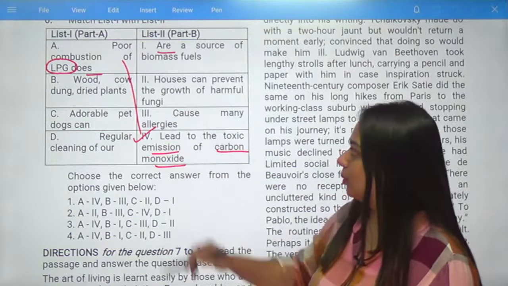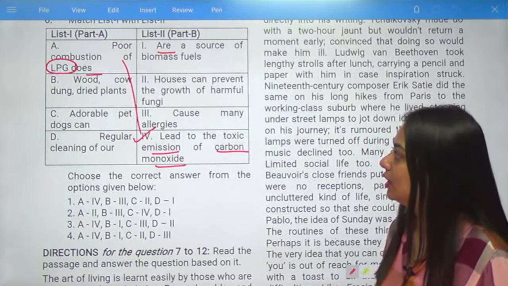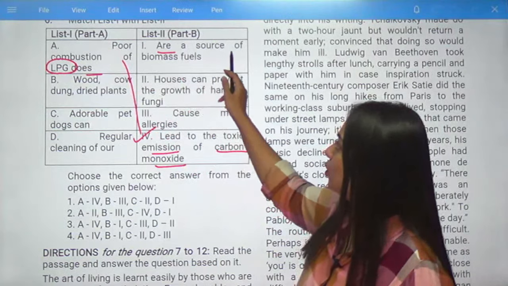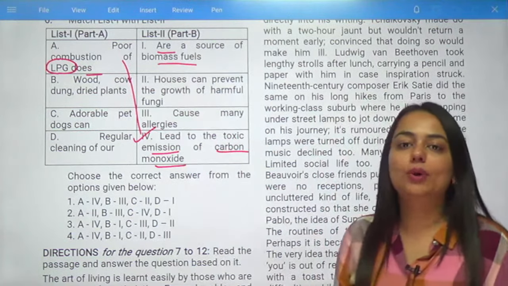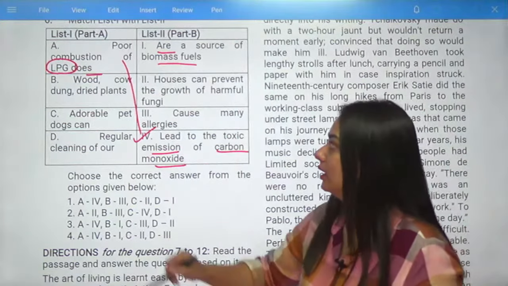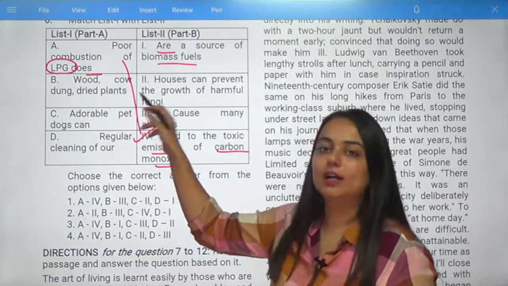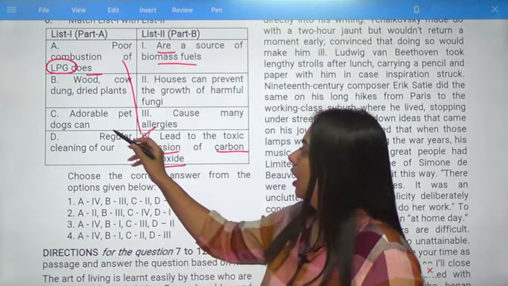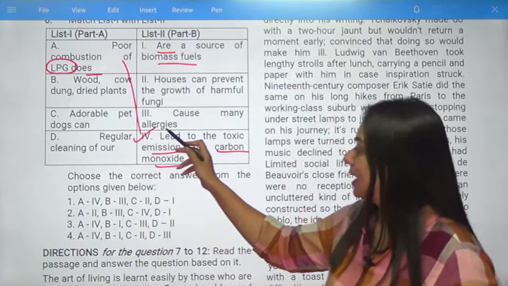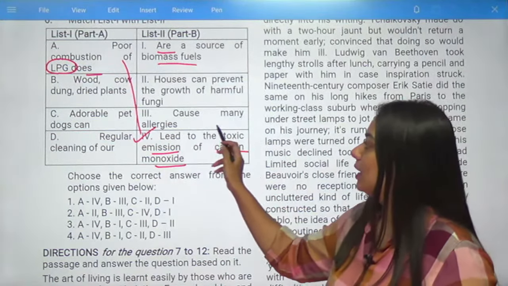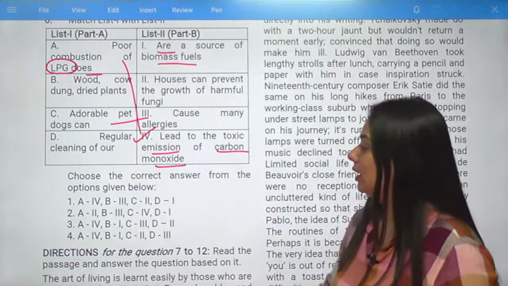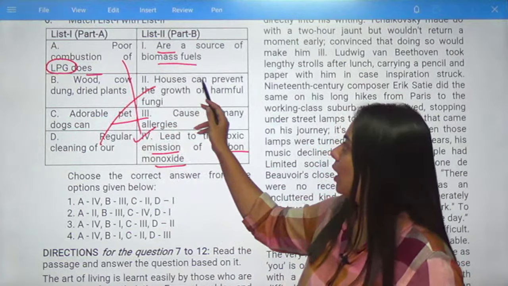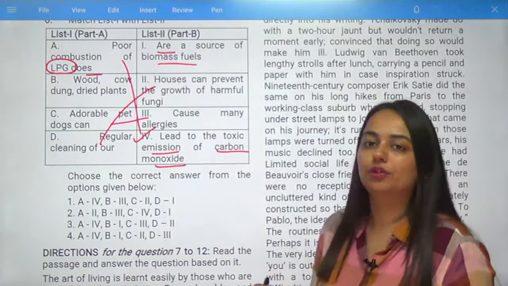Let's read the second one. Wood, cow dung, dried plants. What should be the right answer? They are a source of biomass fuel. Biomass fuel में हम किसे count करते हैं? Wood को, cow dung को, dried plants को, जो commonly rural houses में use होता है. Adorable pets, dogs can cause many allergies. So it should be third one. And for the last one, regular cleaning of our houses can prevent the growth of harmful fungi.